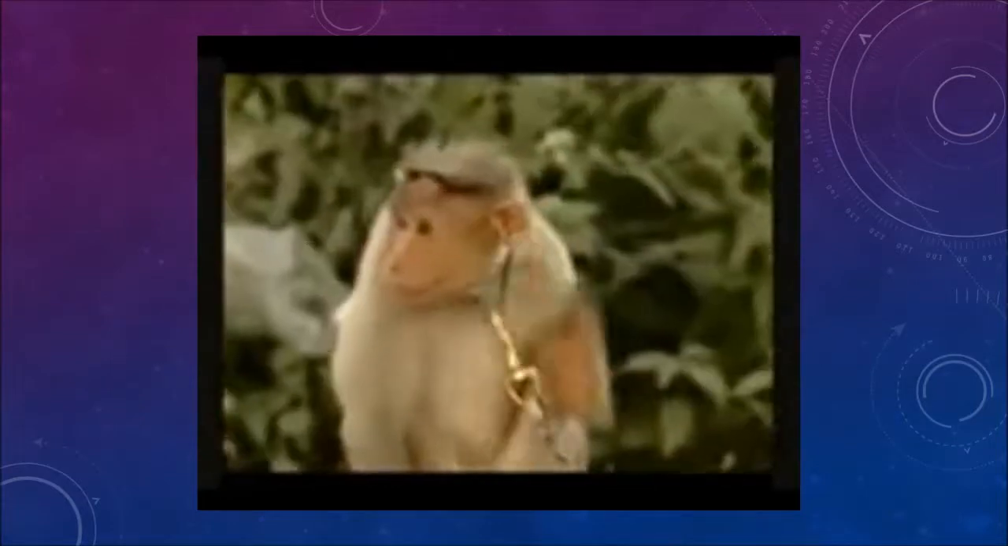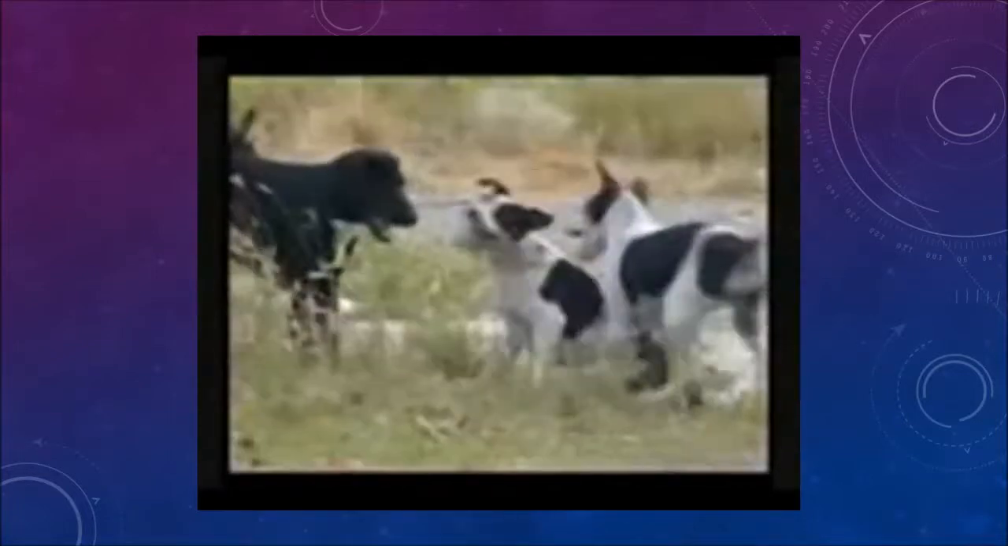Largely responsible for transmission of rabies in Asia is the dog. Besides dogs, there are cats and monkeys. It must be noted that the saliva of a rabid animal is infective 2 to 3 days before signs of rabies appear in the animal.